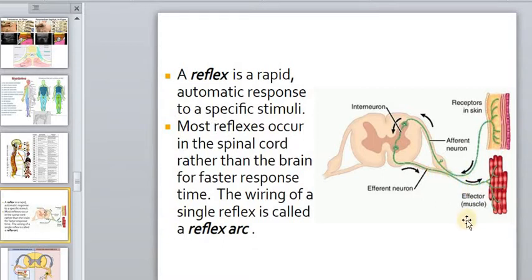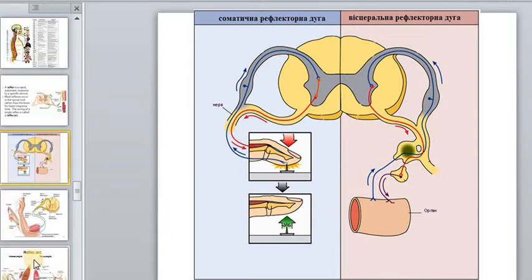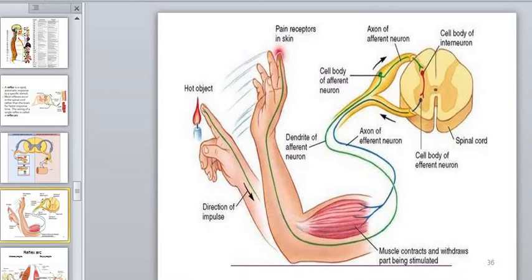There are three common somatic reflexes discussed in most anatomy and physiology courses: the stretch reflex, the withdrawal reflex, and the crossed extensor reflex. And reflex arcs are somatic and vegetative. As you see, it is a difference. The left part is a somatic reflex arc and this is a vegetative reflex arc. But when we study the autonomic nervous system, we will discuss all these parts of these nerve arcs.